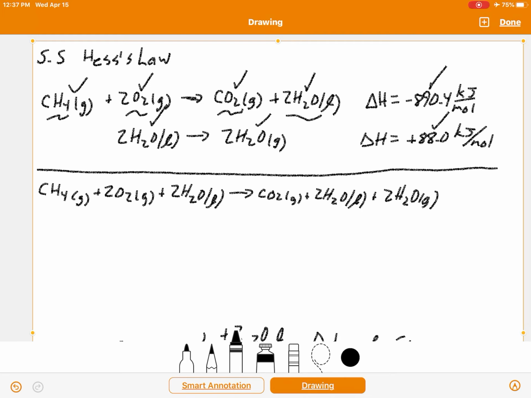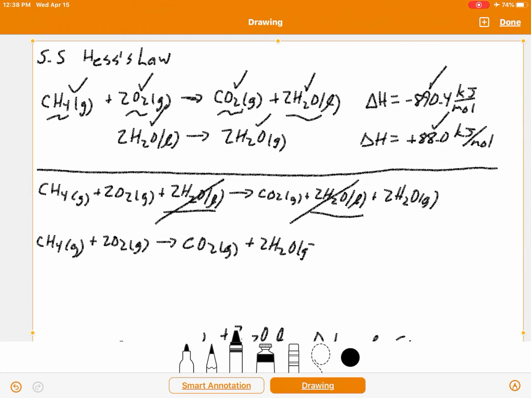Now notice that there is 2 moles of liquid water on both sides. So just like an algebraic equation, we can cancel them. Anything that's identical on both sides, we can cancel. So this now simplifies to CH4 plus 2O2 forms CO2 and 2H2O gas, right? Now, what do we do in terms of the enthalpy changes? Well, the enthalpy change for this would just be the enthalpy change of the first step plus the enthalpy change of the second step.